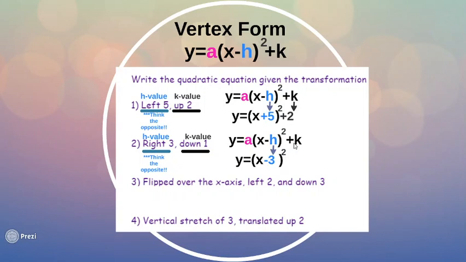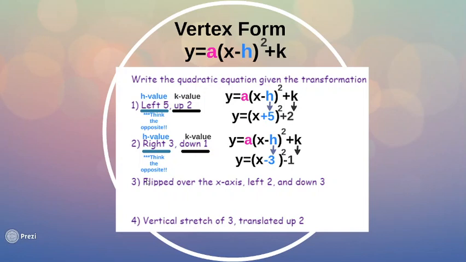And with the K value, you don't think the opposite. So if you go down 1, going down is a negative direction, so your K would simply be a minus 1 on the end. So there you go. Your equation that represents going right 3 and down 1 is y equals (x minus 3) squared minus 1.